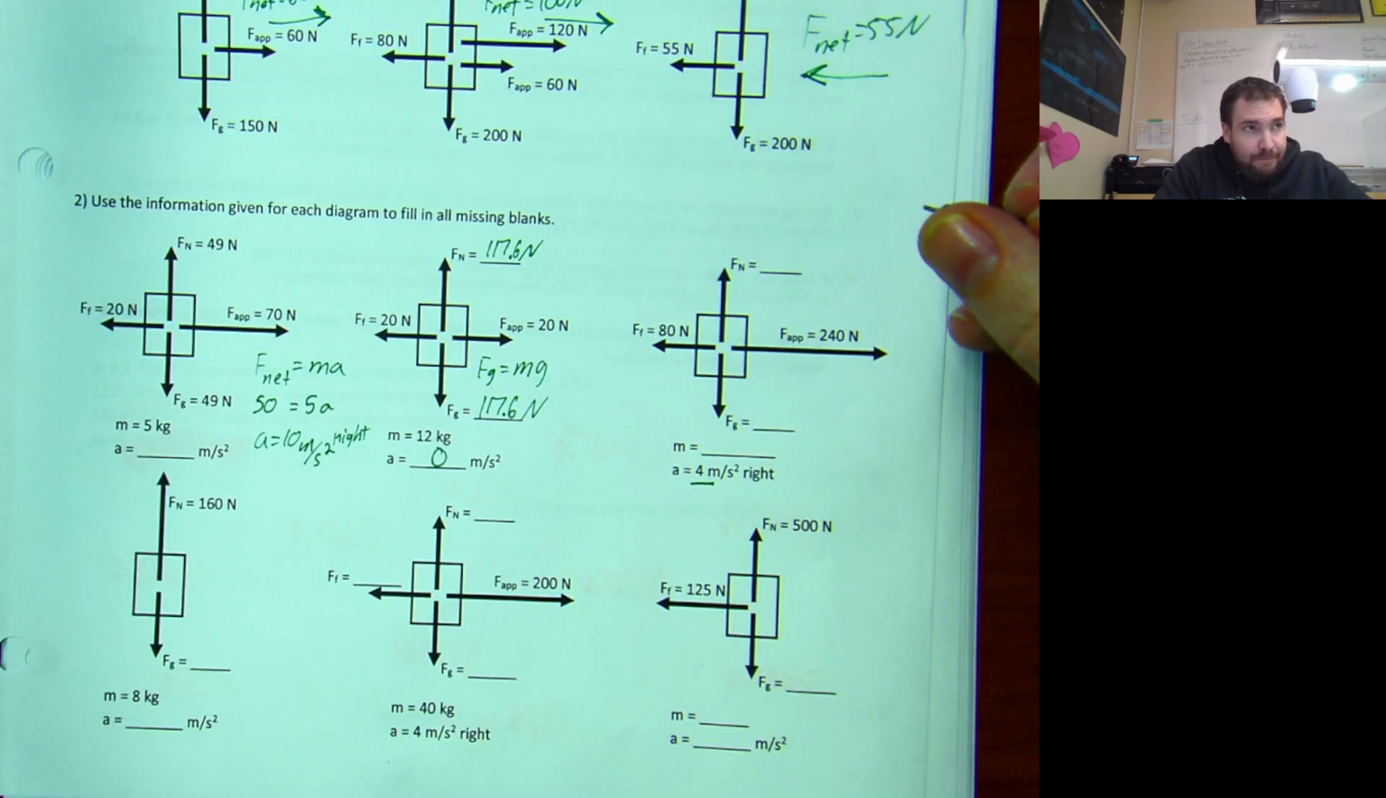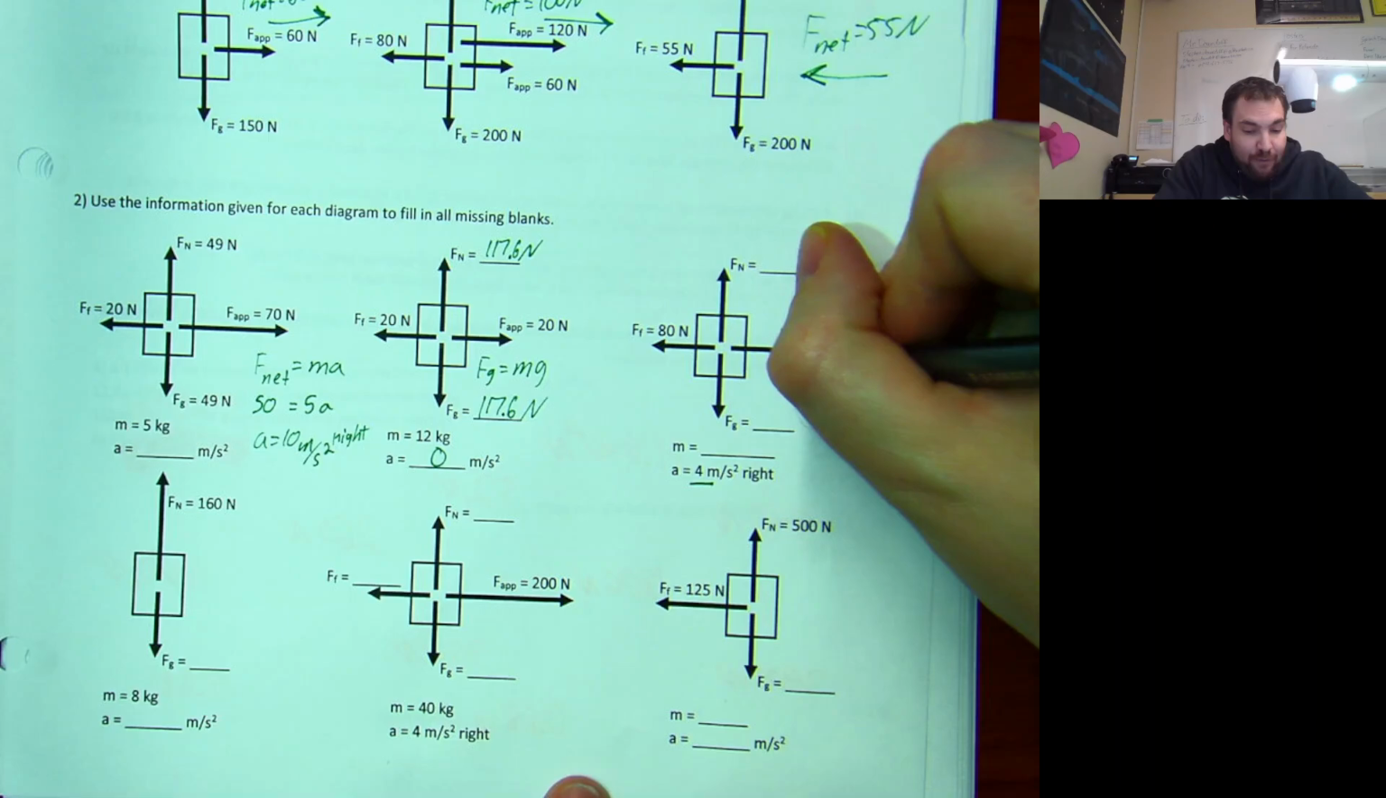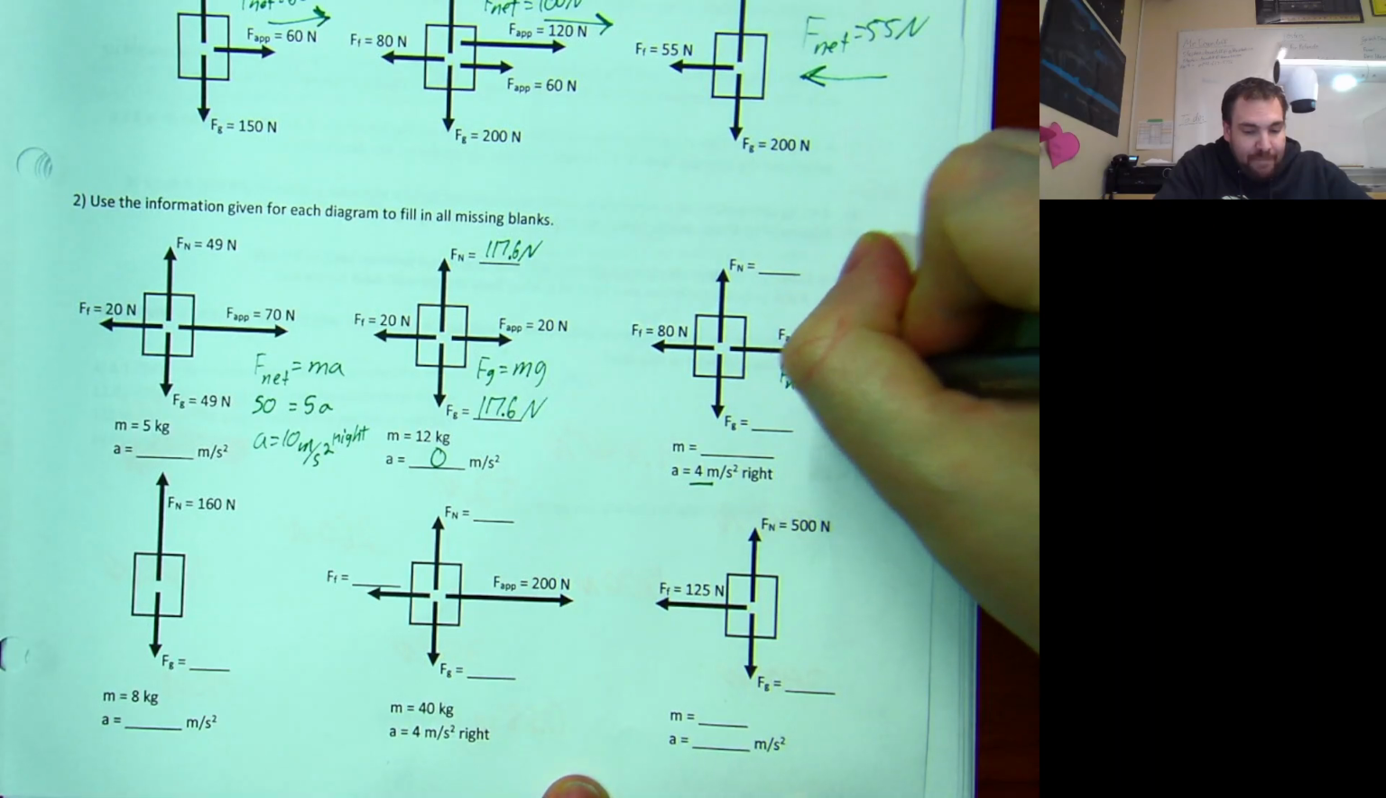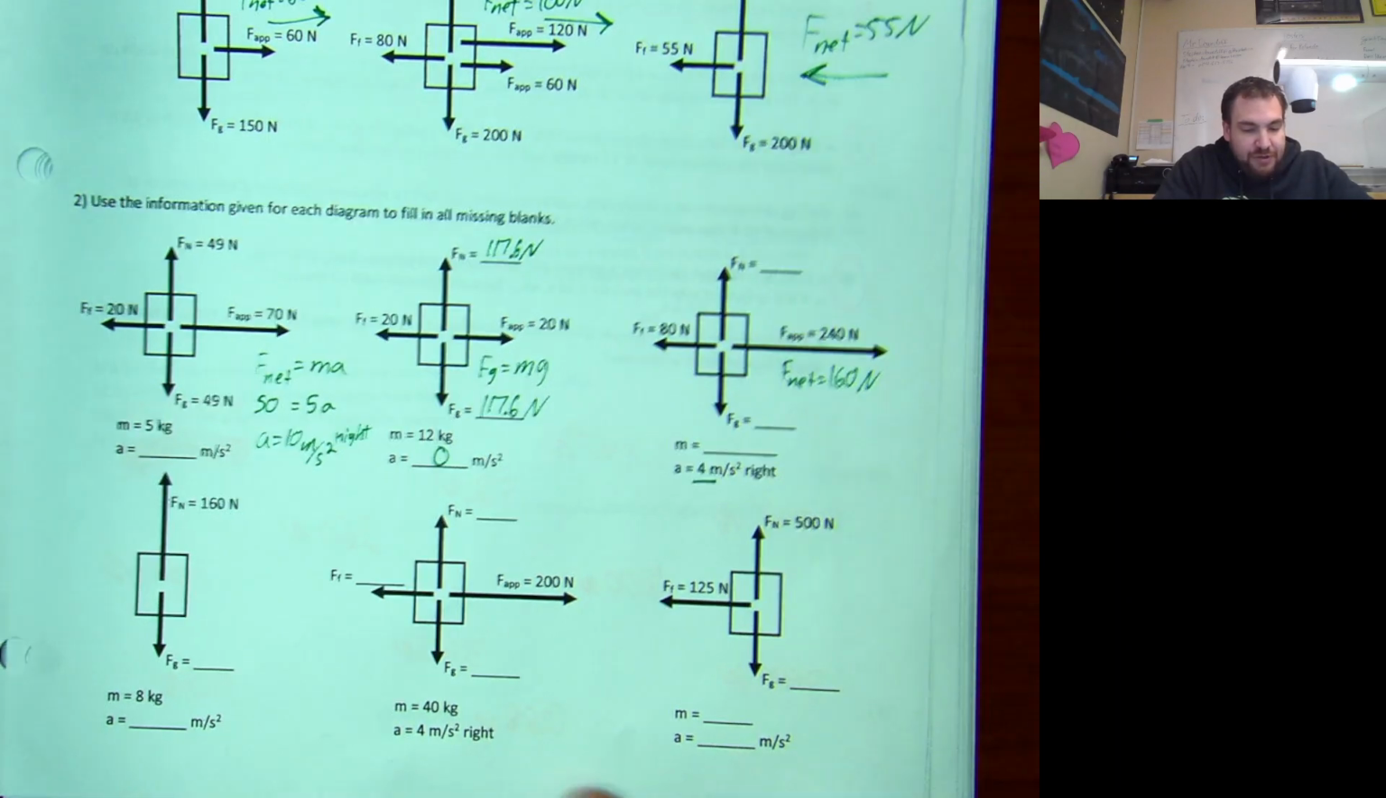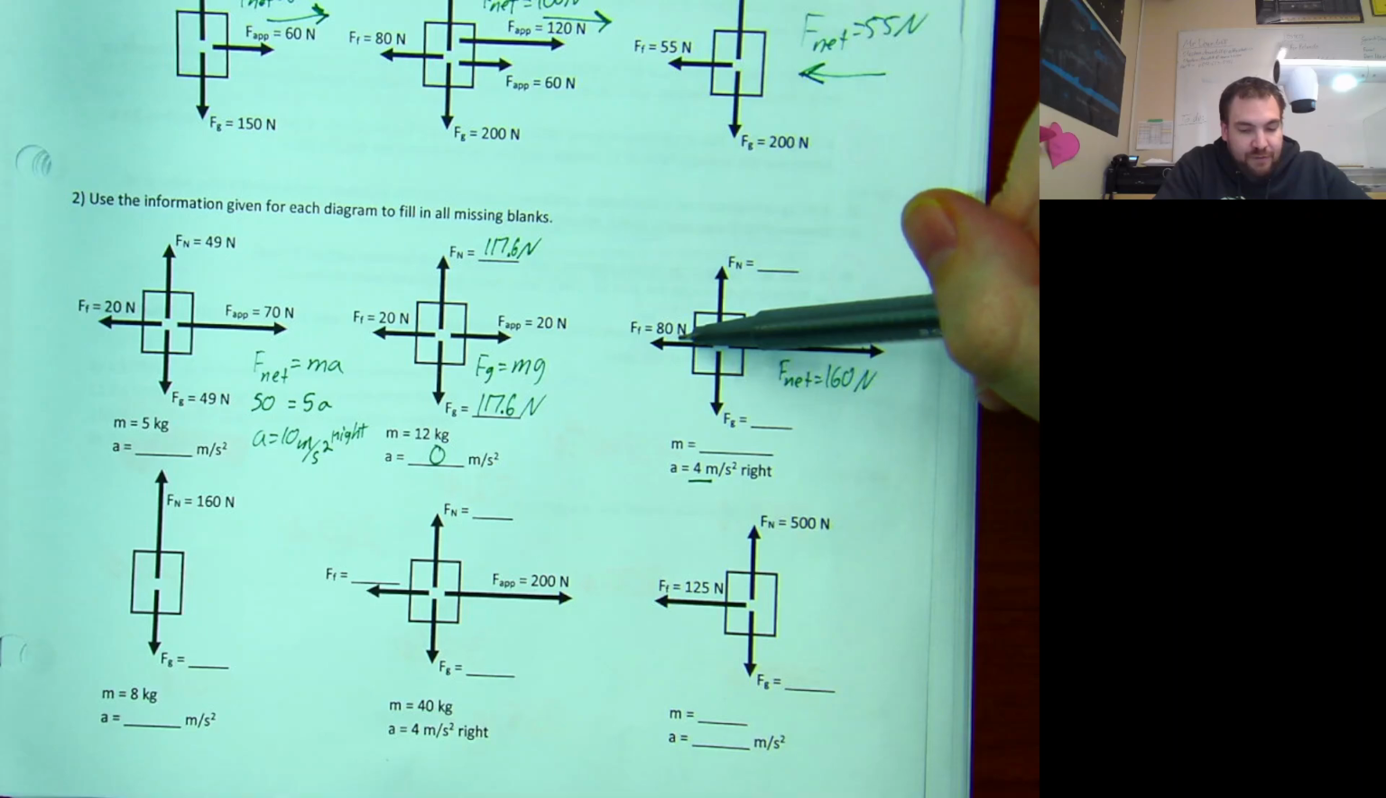Someone want to help him out? Yes, Jasmine. I started by figuring out the Fnet. Okay, so you found Fnet. What's Fnet? That was 160 newtons. Yeah, because you took this guy minus this guy. 240 minus 80 is 160.